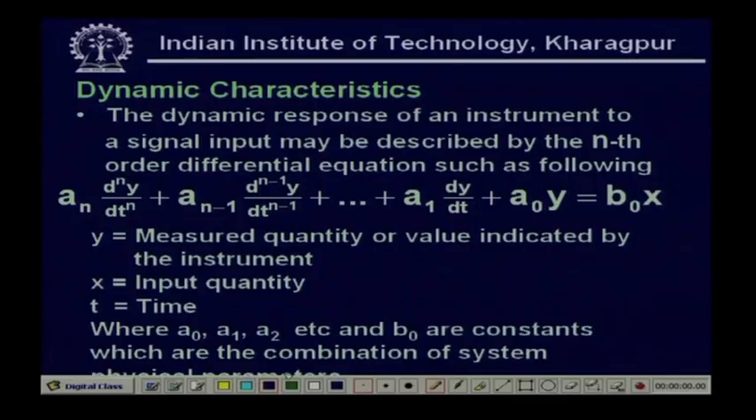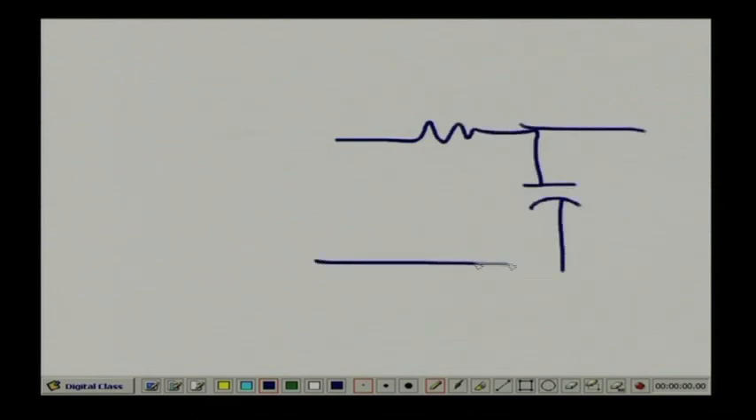What is the meaning of the system physical parameters? Suppose I have an electrical circuit, then R and C will be the factors on which it depends. Suppose I have a circuit like this, a simple electrical circuit with a resistance and a capacitance. So the physical constants will depend on the values of R and C.